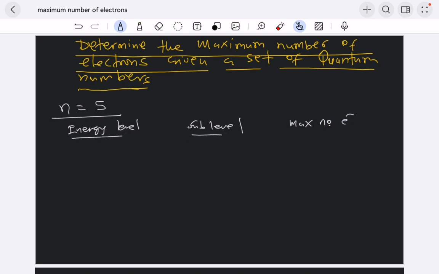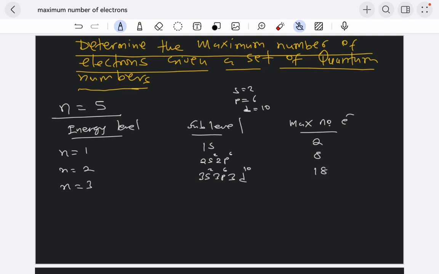So when n is equal to 1, it means that we are looking at 1s, and we understand that s occupies the maximum of 2 electrons. When n is equal to 2, it means we have 2s and 2p. P accommodates the maximum of 6, so this is 2, 6, which gives us 8 electrons. When n is equal to 3, we're looking at 3s, 3p, and 3d, where we know that d accommodates the maximum of 10. So this would be 2, 6, 10, giving us a total of 18.